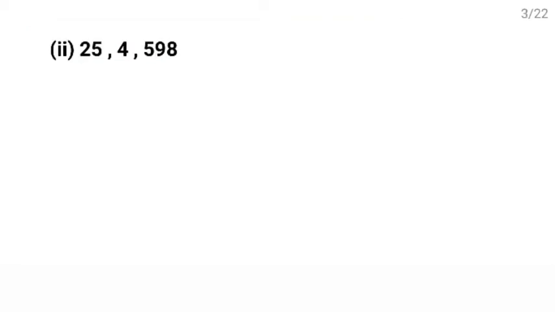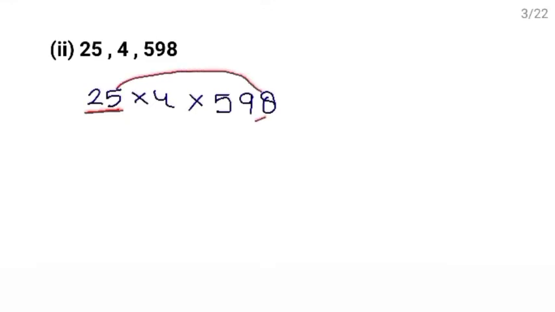Right? Next you want to multiply 25 multiply 4 multiply 598. Now this is the multiple of 5 because its ones digit is 5. So you will make its group with any even number. This is also an even number, but when you multiply this 25 with this number, it is very time consuming. You cannot directly multiply it. So I am going to make the group of these two.